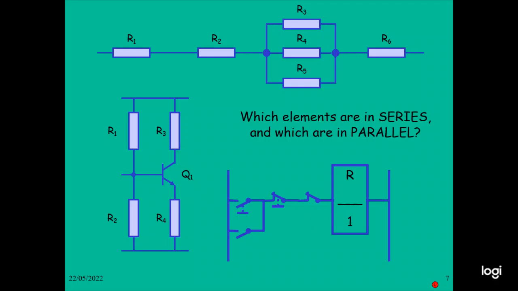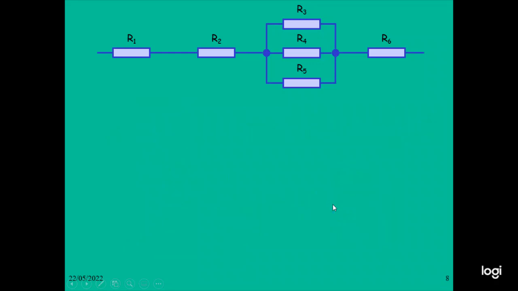R1, R2 is a series circuit, R3, R4, R5 is a parallel circuit. R1, R2, R3, R6 is a series, and also a combination of R3, R4, and R5. Here R1, R2 is parallel, R2, R4 is parallel. And this is a switch connection. This is a series connection switch. This is a parallel connection switch. So those are series parallel.